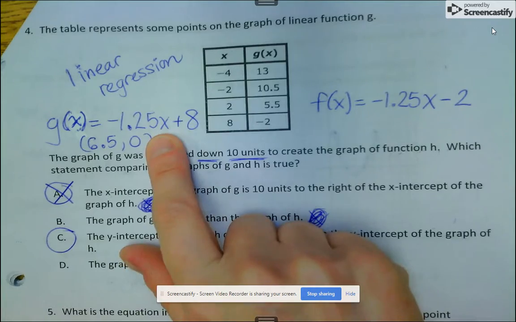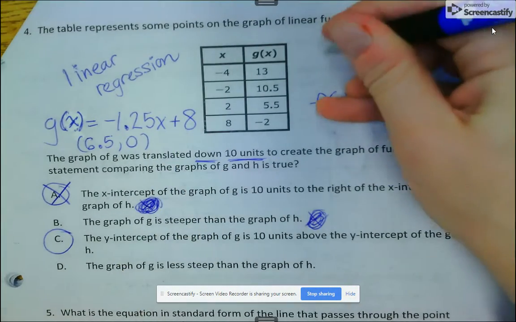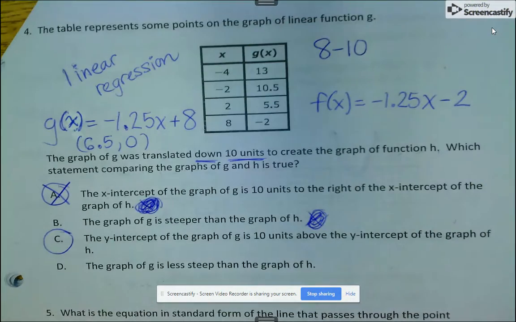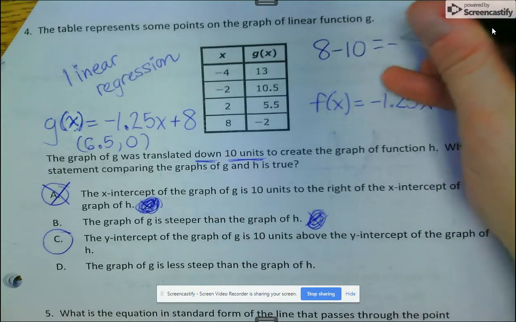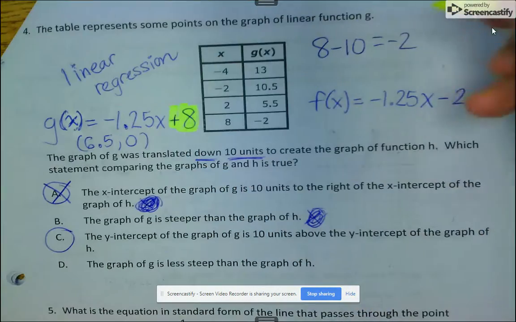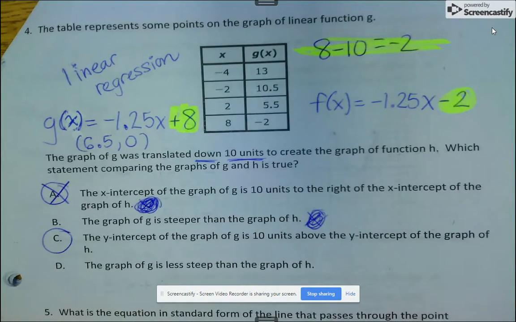So if this is your original equation and you move it down, that means you're going to do 8 minus 10, and that's going to give you a -2. So basically, you're going to take this value, you're going to subtract, and you're going to end up with this.